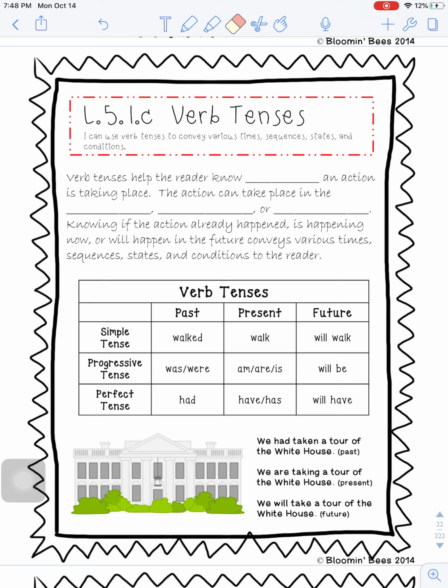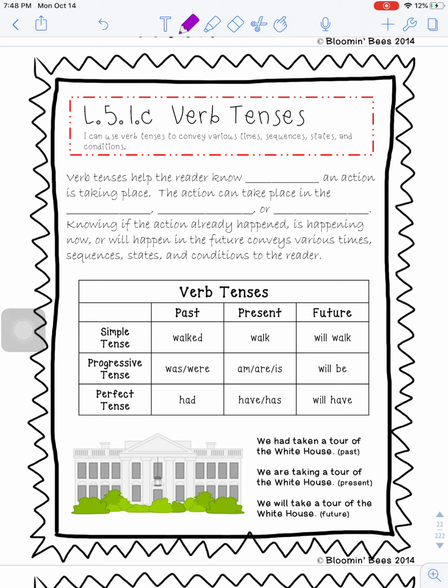This week's grammar lesson is on verb tenses, and the verb tenses for this week we're going to focus on our past, present, and future, just like we had in the previous week. We're going to talk about simple tense, progressive tense, and perfect tense as they relate to the past, present, and future. Okay? So to start, make sure you have this worksheet, and then we can fill out the notes together.